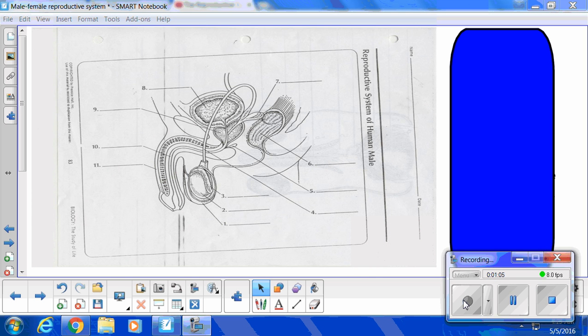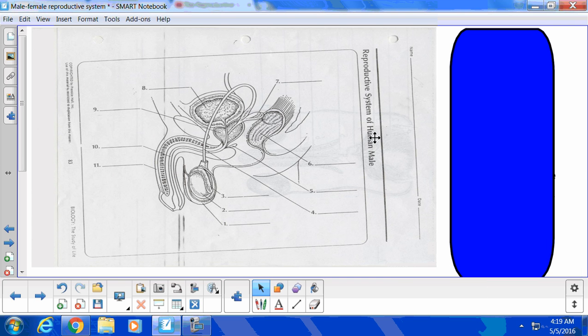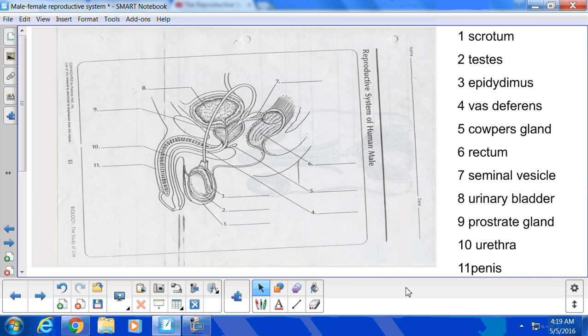Okay, at this point, hopefully you have labeled the entire diagram, structures 1 through 11, and how did you do? Well, to make sure that everybody has the exact structures in the right place, I'm going to reveal all the structures here, and you can check. Did you label number 1 the scrotum, 2 the testes, 3 the epididymis, 4 the vas deferens?